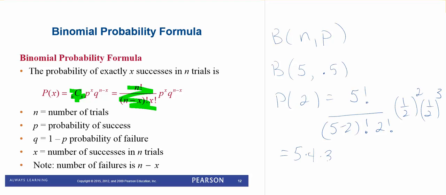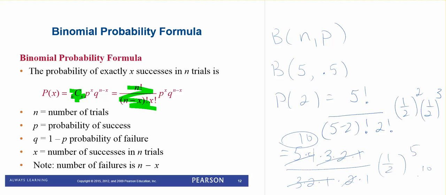5 times 4 times 3 times 2 times 1. And then this is 3 factorial, so it's 3 times 2 times 1. And then 2 factorial is 2 times 1. So then over here we end up with 1/2 to the 5th power, and we just need to clean some of this up. So the 3, 2, 1 would cancel the 3, 2, 1. 2 would divide into 20 10 times. So now we just need to do 10 times 1/2 to the 5th, or 10 over 32, or you can change that to a decimal. And there you get your probabilities.